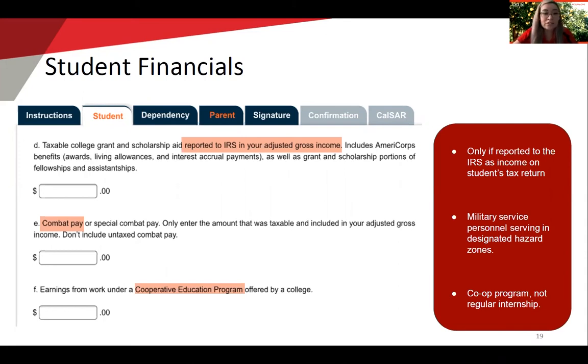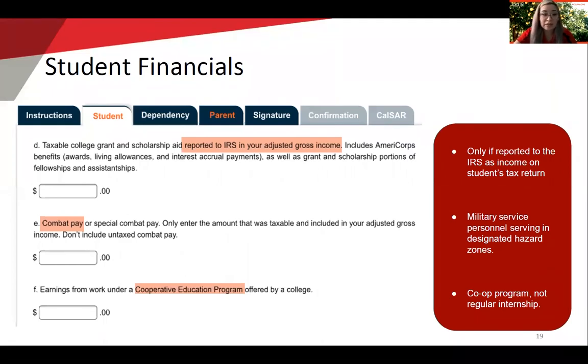The next question is going to ask you about combat pay. Combat pay is referring to military service personnel that were designated in hazard zones. If you were military service personnel, you would get a special combat pay for being put in a hazardous area to work. That's basically what this is referring to. So if that does not apply to you, you're just putting 0 on there.